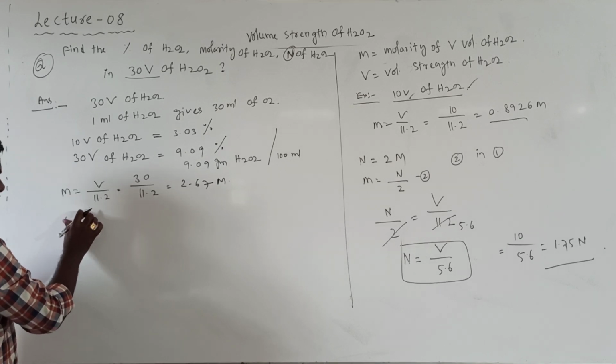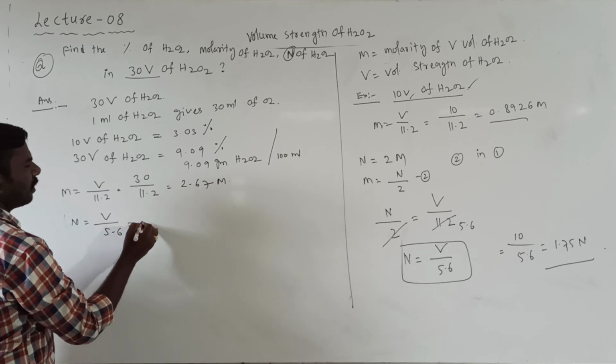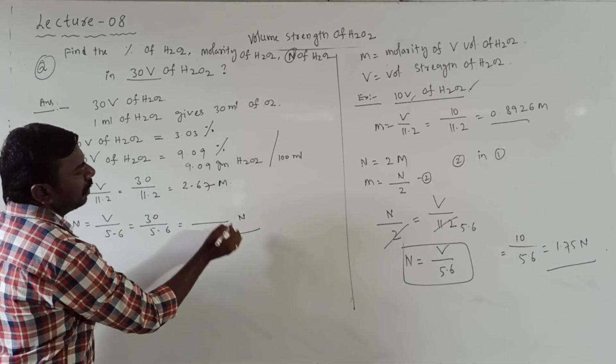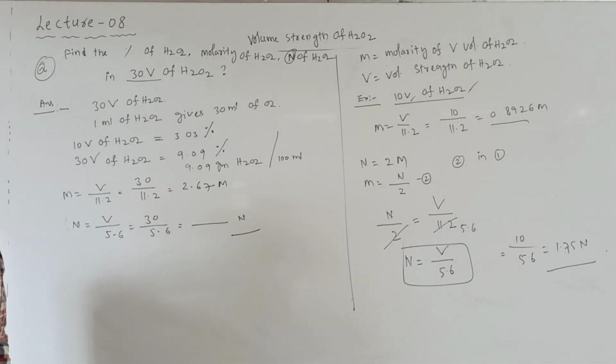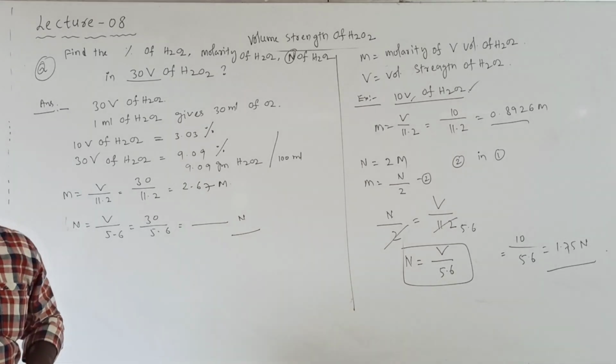Normality equals, there is a formula, volume strength by 5.6. 30 by 5.6, you get the answer clearly. Normal, gram equivalent per liter. So you can easily find it, and the same for 100 volumes.